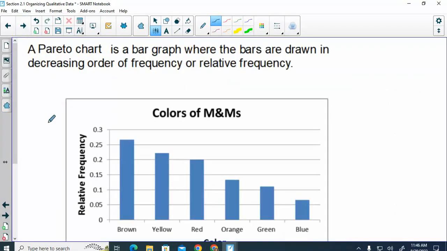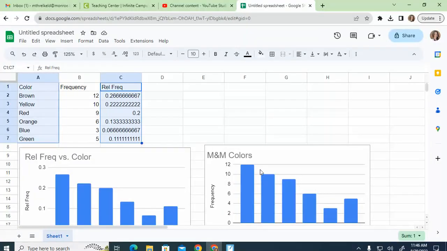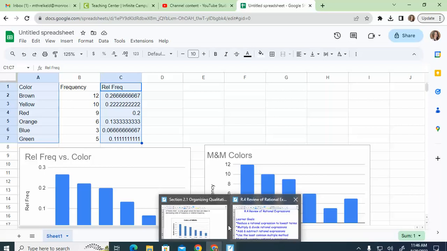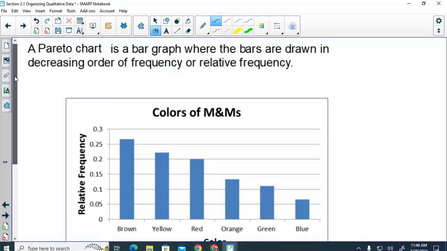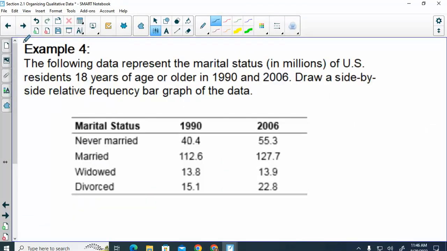Just as a side note, a Pareto chart, it's not something that I really will ask you to make, but it's just a bar graph where all the bars are in decreasing order. So if I look at the one I made, it's close, but to be a true Pareto chart, I have to switch the last two. So that's the only difference, just a bar graph where it's in decreasing order, but I'm not really going to ask that. So let's take a look at this example.